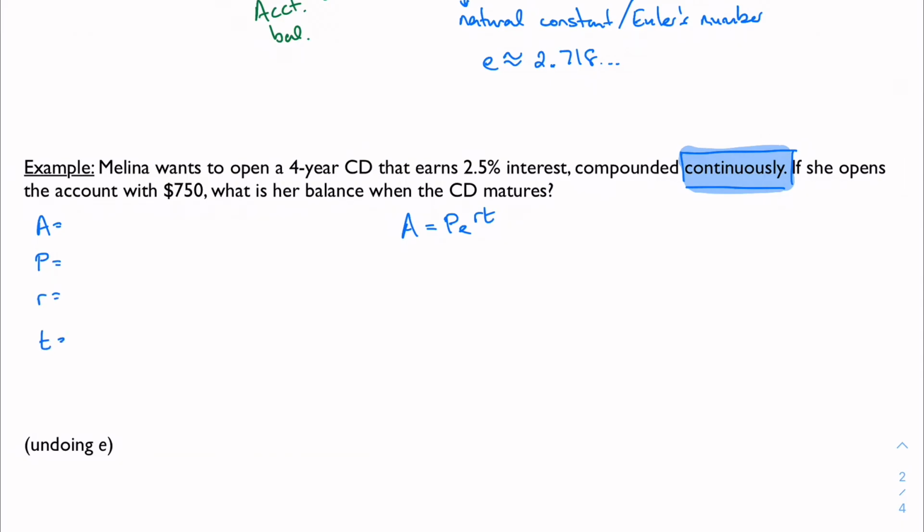So let's isolate what we know. We have a 4-year CD earning 2.5% interest, and we're opening the account with $750. What is the balance? Well, let's find out. Plug in what you know, solve for what you don't.